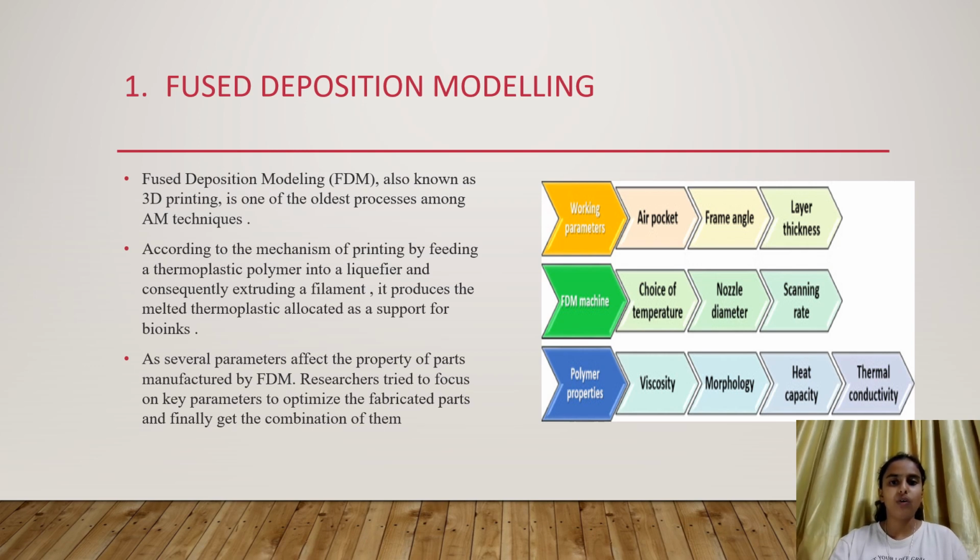Fused deposition modeling, also known as 3D printing, is one of the oldest processes among AM techniques. According to the mechanism of printing, by feeding a thermoplastic polymer into a liquefier and consequently extruding a filament, it produces the melted thermoplastic allocated as a support for bioinks. Several parameters affect the properties of parts manufactured by FDM. Researchers try to focus on key parameters to optimize the fabricated parts and finally get the combination of them.